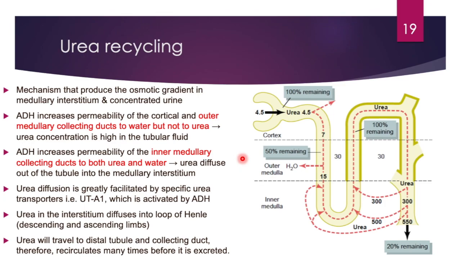Urea recycling is the other mechanism that contributes to hyperosmotic medullary interstitium and production of concentrated urine. So this is the loop of Henle, distal tubule and collecting duct. Collecting duct plunges from the cortex into the outer medulla and renal medulla. Notice the line here. So this is the cortical collecting duct, outer medullary collecting duct and inner medullary collecting duct.